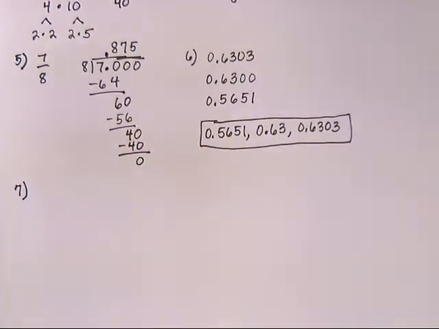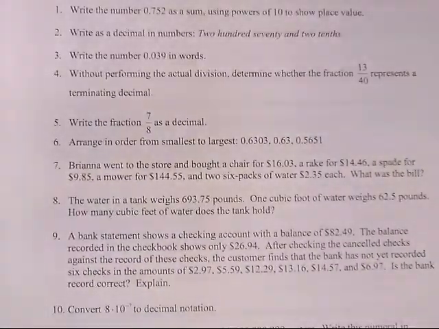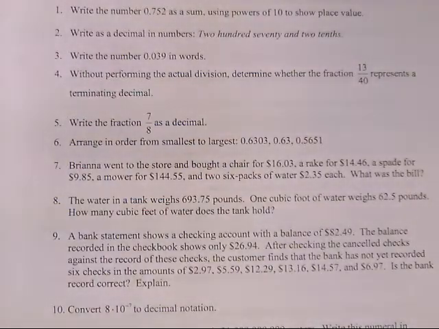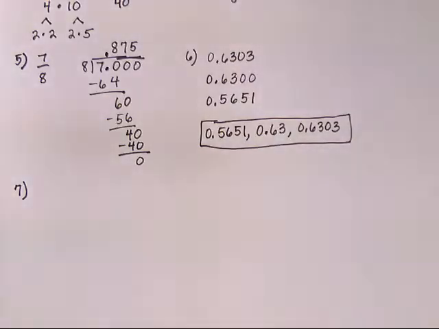Number 7. Brianna went to the store and bought a chair for $16.03, a rake for $14.46, a spade for $9.85, a mower for $144.55, and 2 6-packs of water for $2.35 each. What was the bill? So pretty much we're just getting a total here.